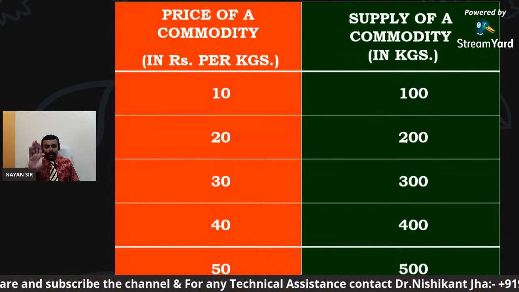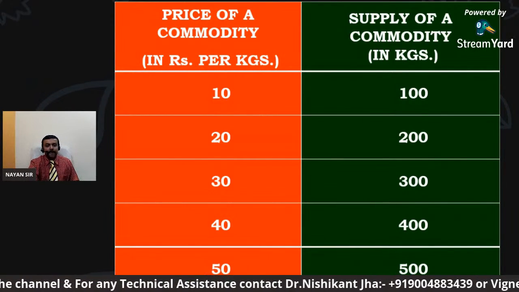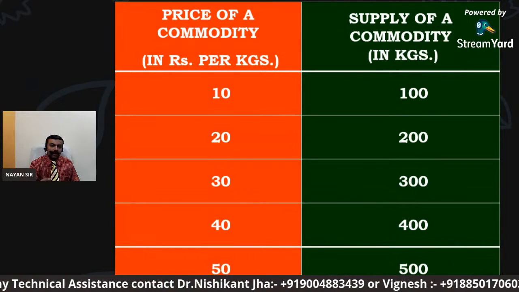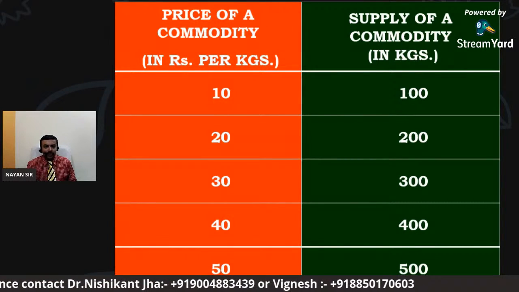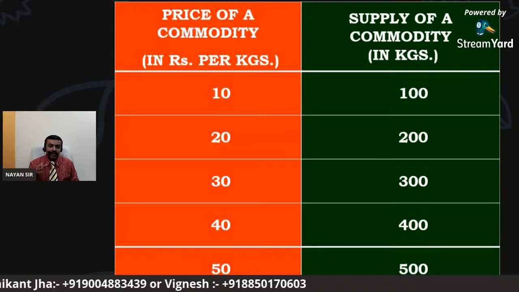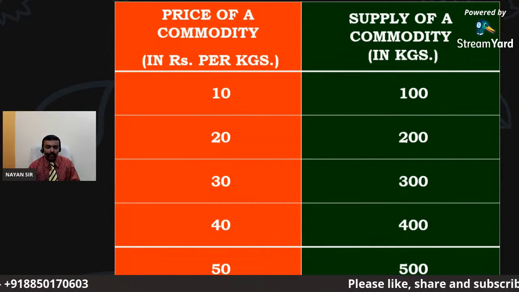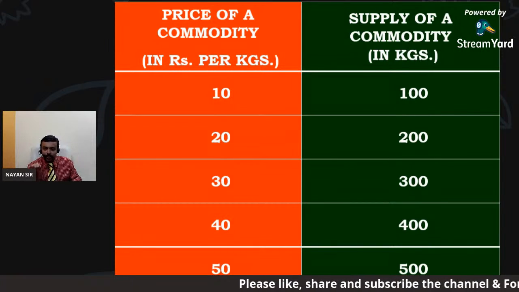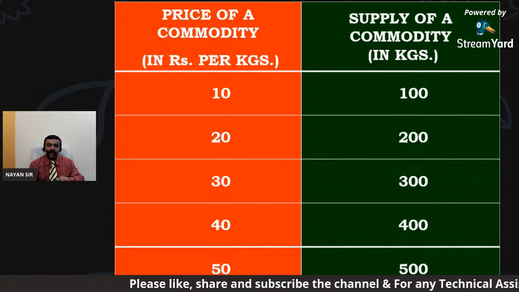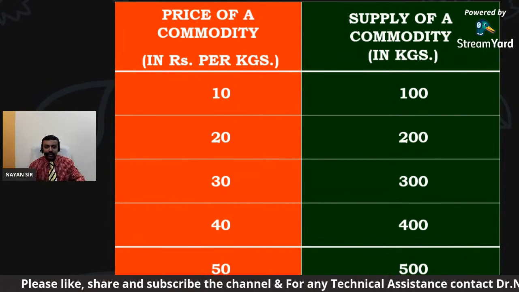10, 20, 100, 200, 300, 400, 500. Now, we'll have to comment on this table. The supply schedule on the screen, friends, explains the functional relationship between price and commodity. The lower the price, the lower the quantity supplied, and the higher the price, the higher the quantity supplied.